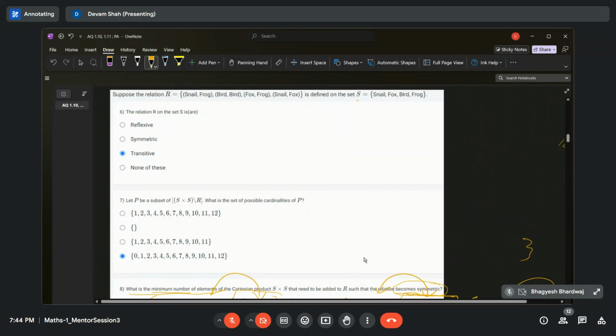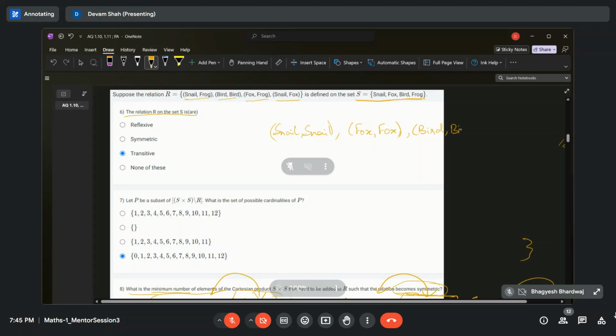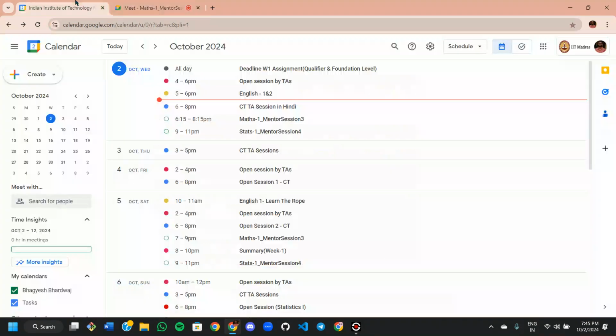So now this question. What is S here? Snail, fox, bird, right? Now what is R? Snail, frog, fox, frog, snail, fox. Now they are asking for these three. Now again the same thing. For this to be reflexive, there should be snail, snail, fox, fox, bird, bird, and frog.